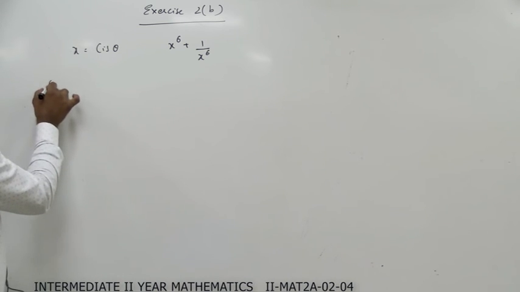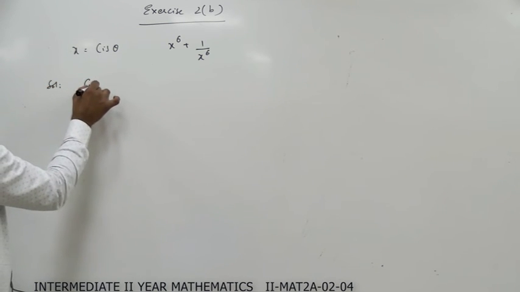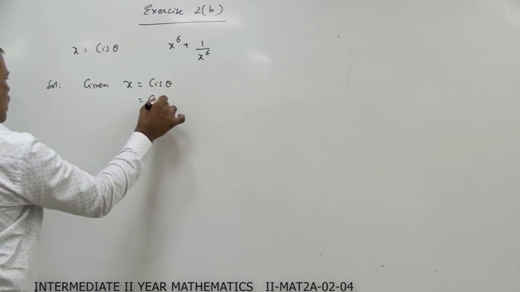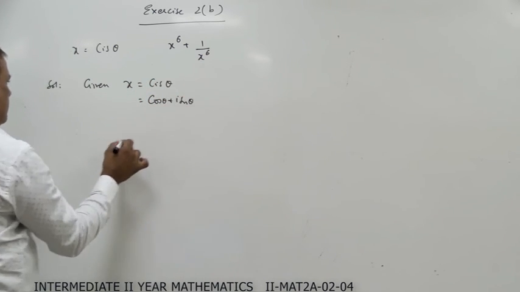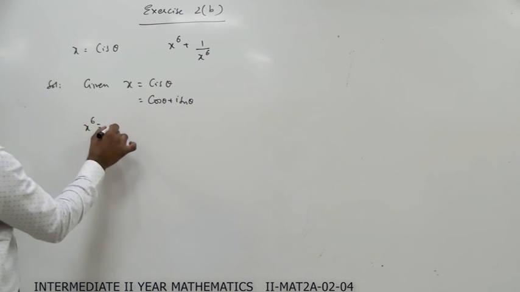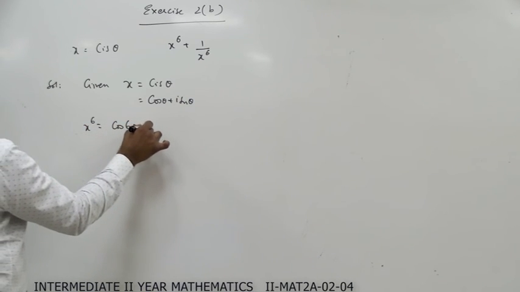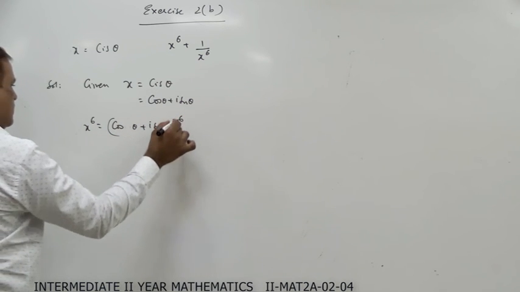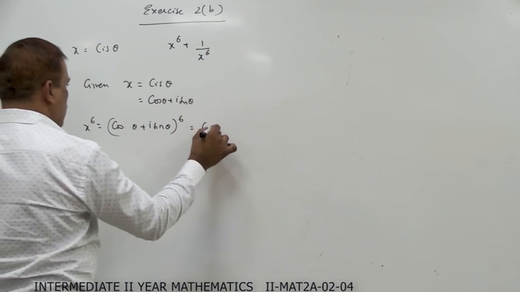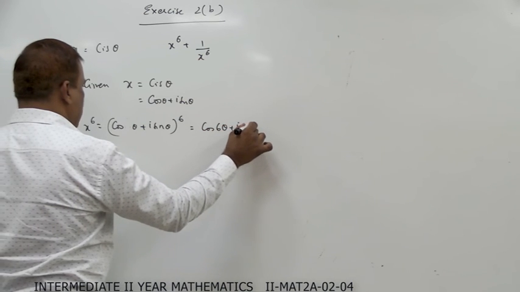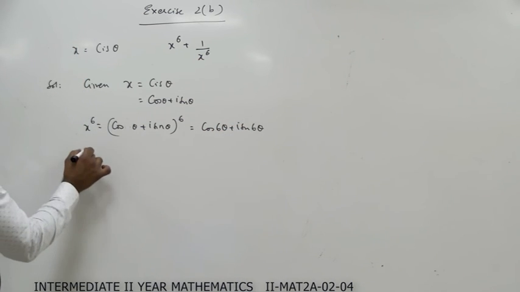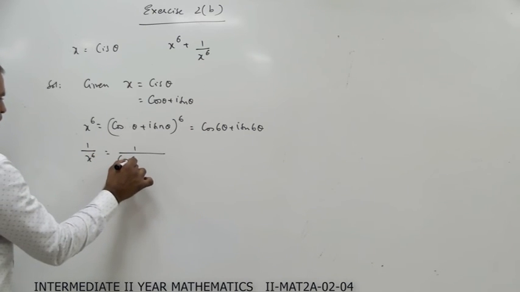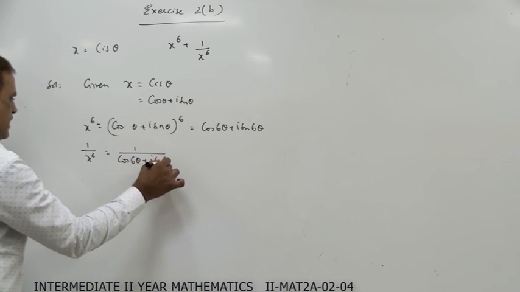So, solution రాద్దాం. Given x is equal to cis theta, which is cos theta plus I sin theta. X power 6 is cos theta plus I sin theta whole power 6. This is equal to cos 6 theta plus I sin 6 theta. 1 by x power 6 is 1 by cos 6 theta plus I sin 6 theta.